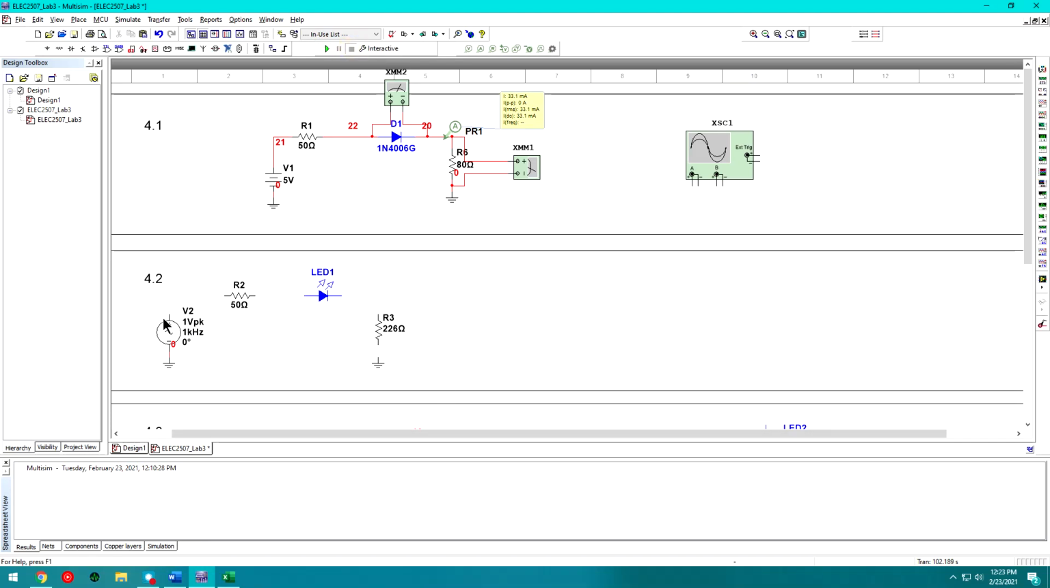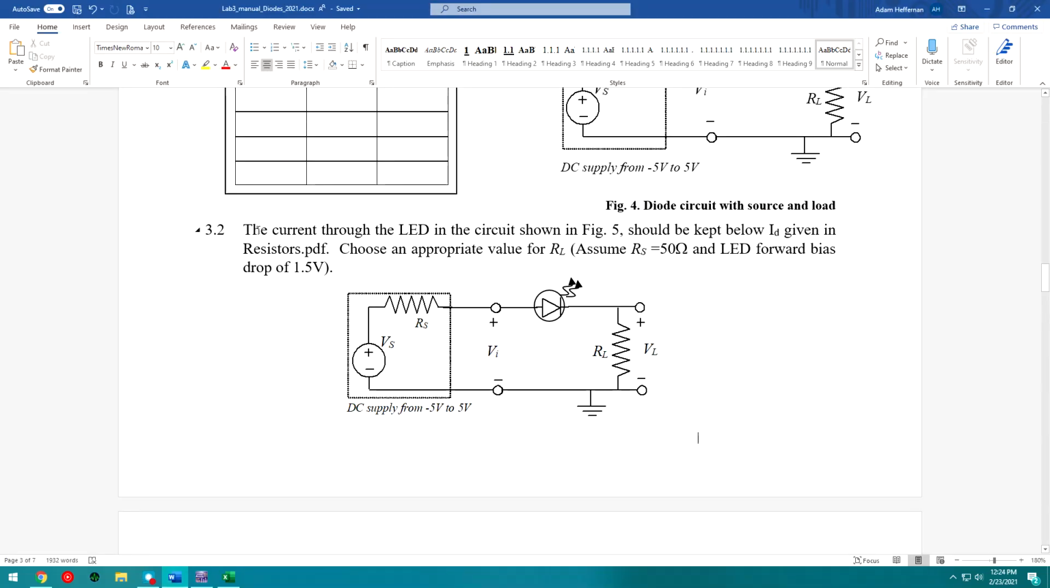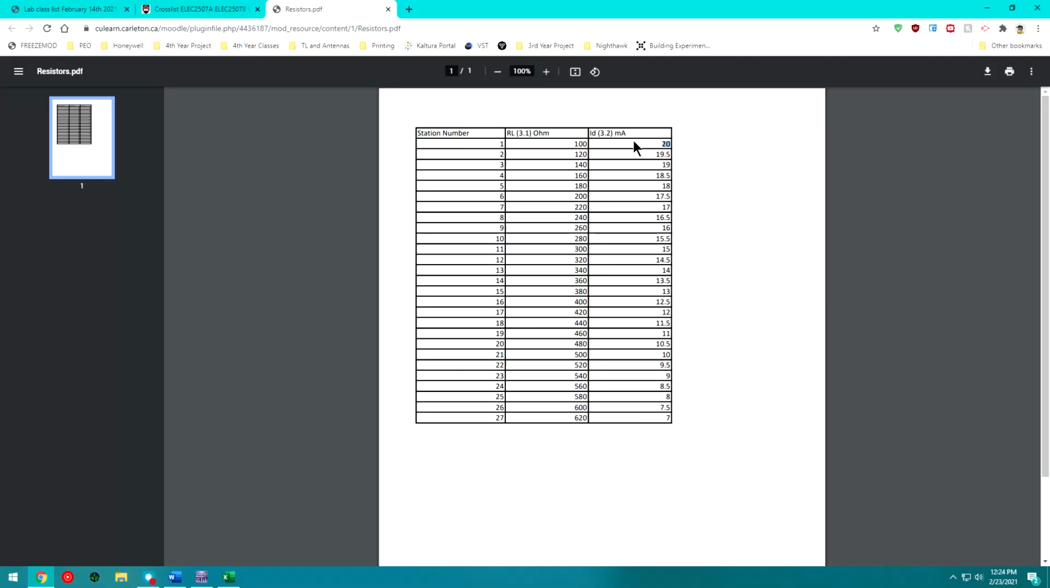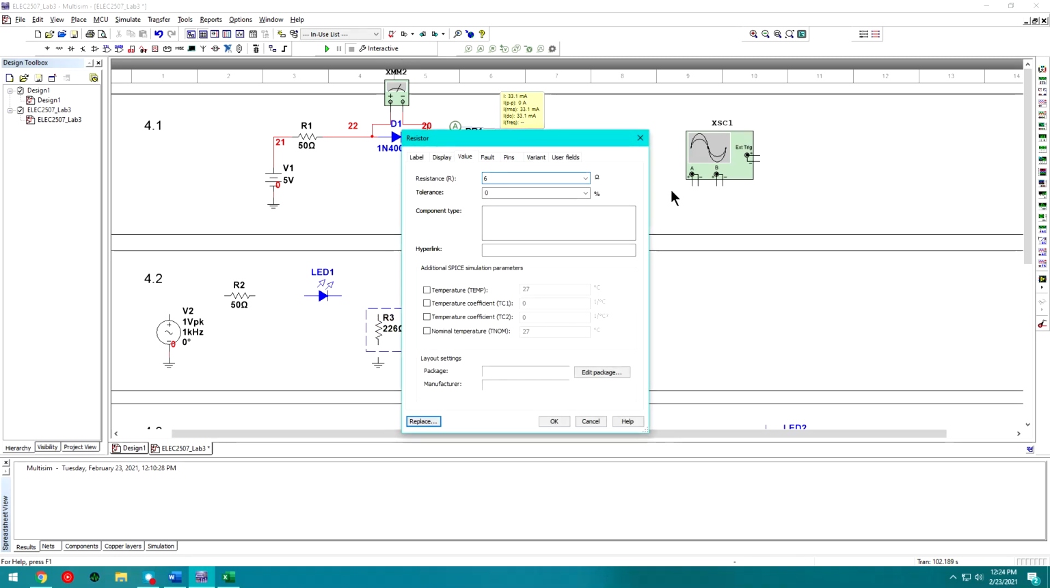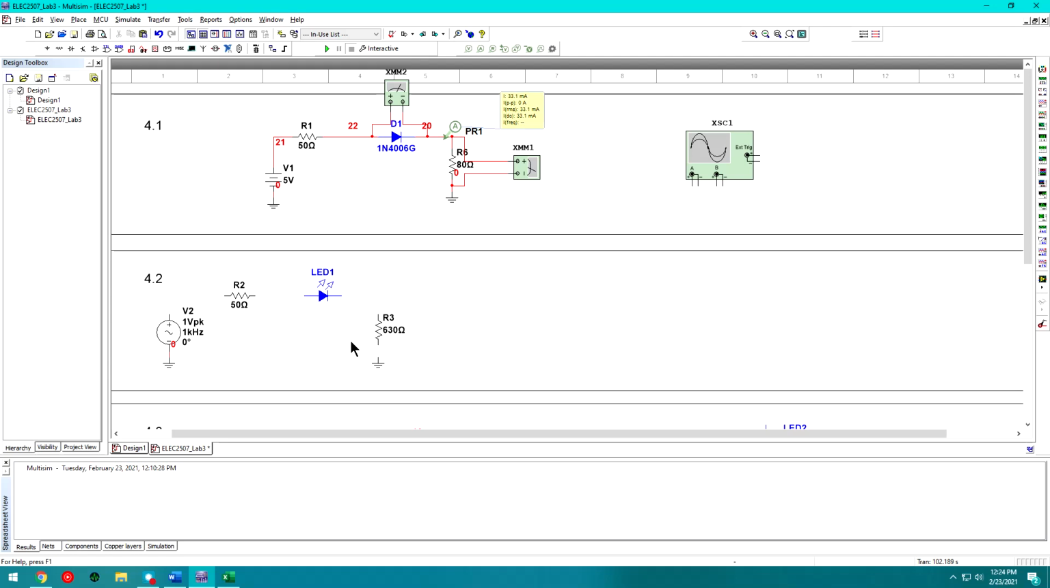And we're asked now to hook up the next circuit, which is 4.2, and that is the 3.2 from your pre-lab. So you can go ahead and hook it up as shown, and make sure you're using an RL value that you've chosen to keep the current below the specified ID in resistors.pdf. So in my case, I'm going to use 5 milliamps for my maximum ID, and that's just different than any values that you guys got. So I calculated my load resistance to be approximately 630 ohms, and that'll keep my current under 5 milliamps at all times.